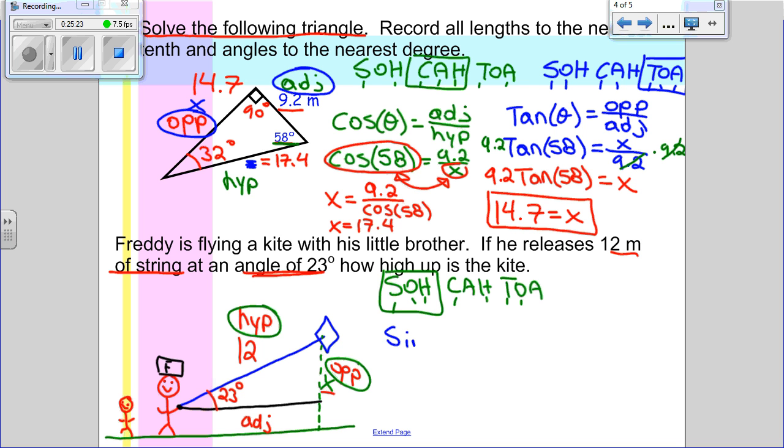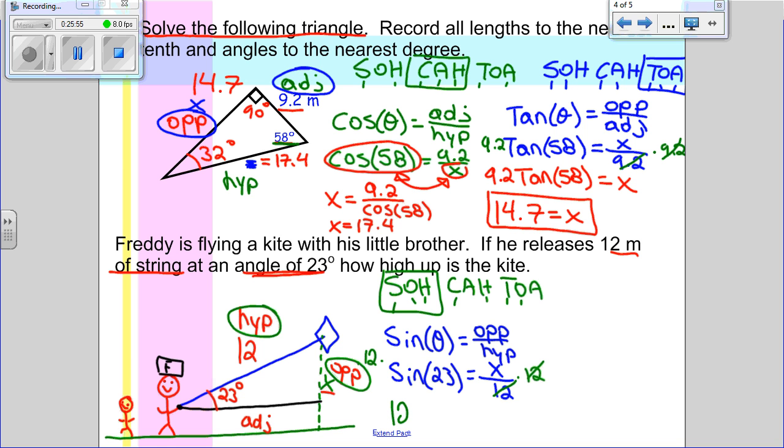The sine of theta, so sine of 23, equals opposite, which is x, divided by 12, which is my hypotenuse. My last step here is to multiply both sides by 12. Because x was on the top, and if x is on the top, then we multiply. 12 times sine of 23 equals x.